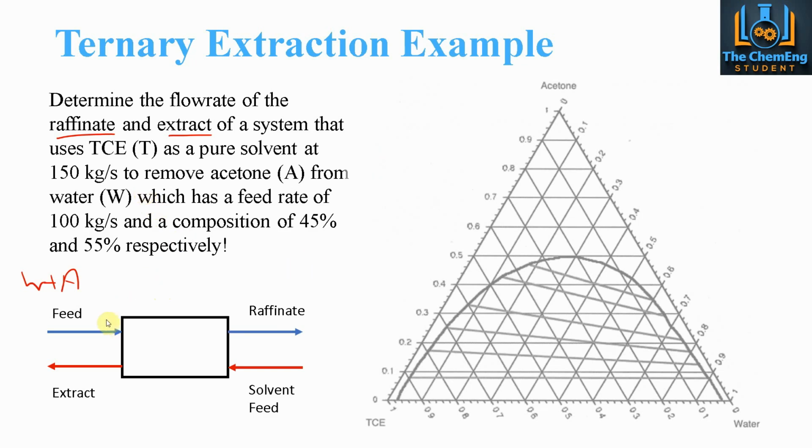Now what's important to notice here is that these streams are in equilibrium with each other, the feed and the solvent. Now that means that the extract and the raffinate are also in equilibrium with each other. Now this is for single stage. If we had multi-stage, we would just repeat the same process.